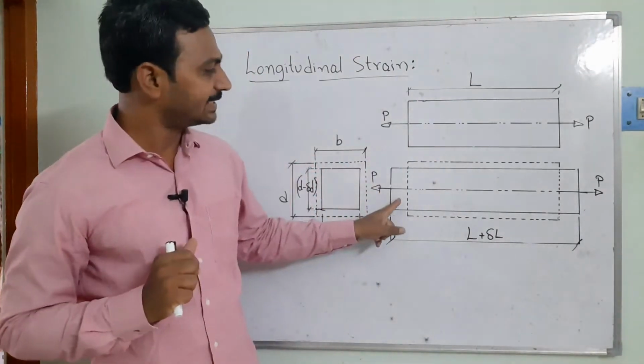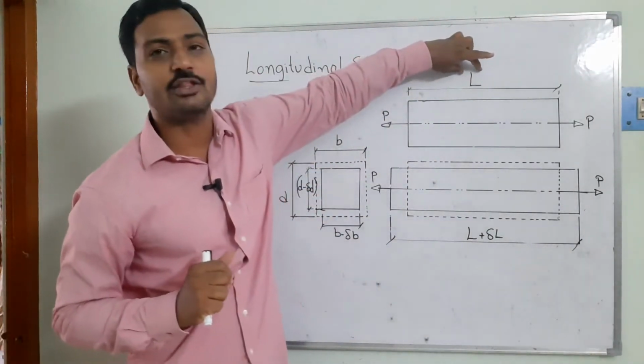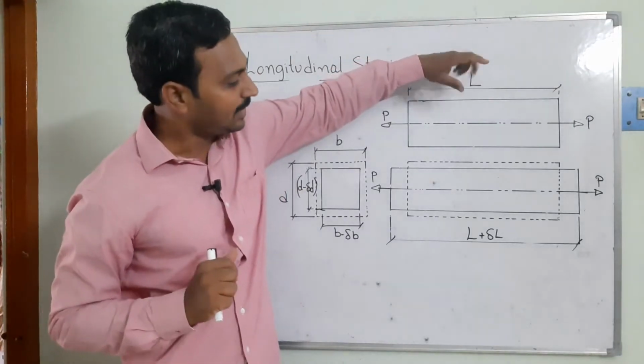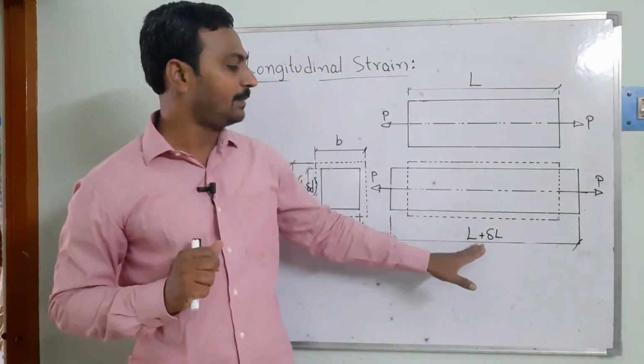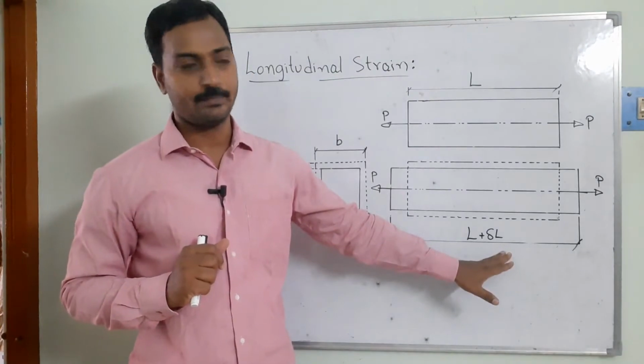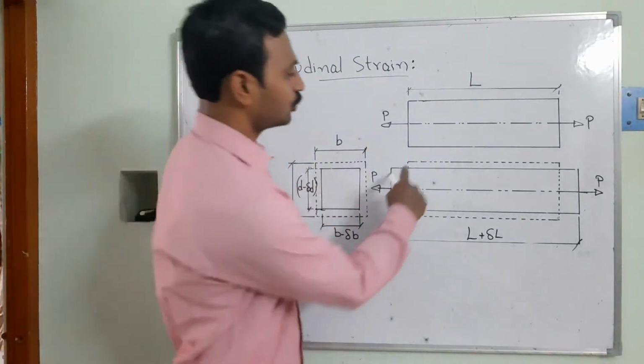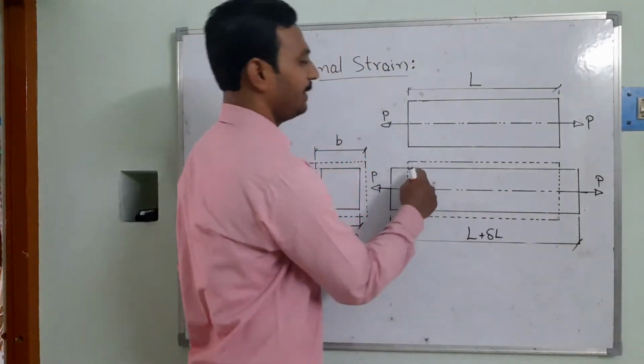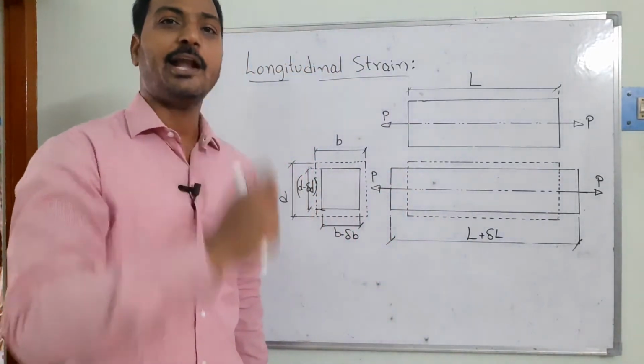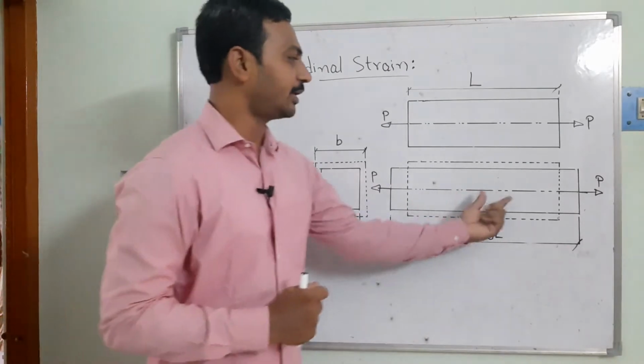So there we can see here, the initial length of the member is going to be L. But when it comes to the final length, that's going to be L plus del L. There we can see the load is still acting. There I have shown here the dotted lines. That's going to be the existing, that means the precondition of that material, and then it started elongating.